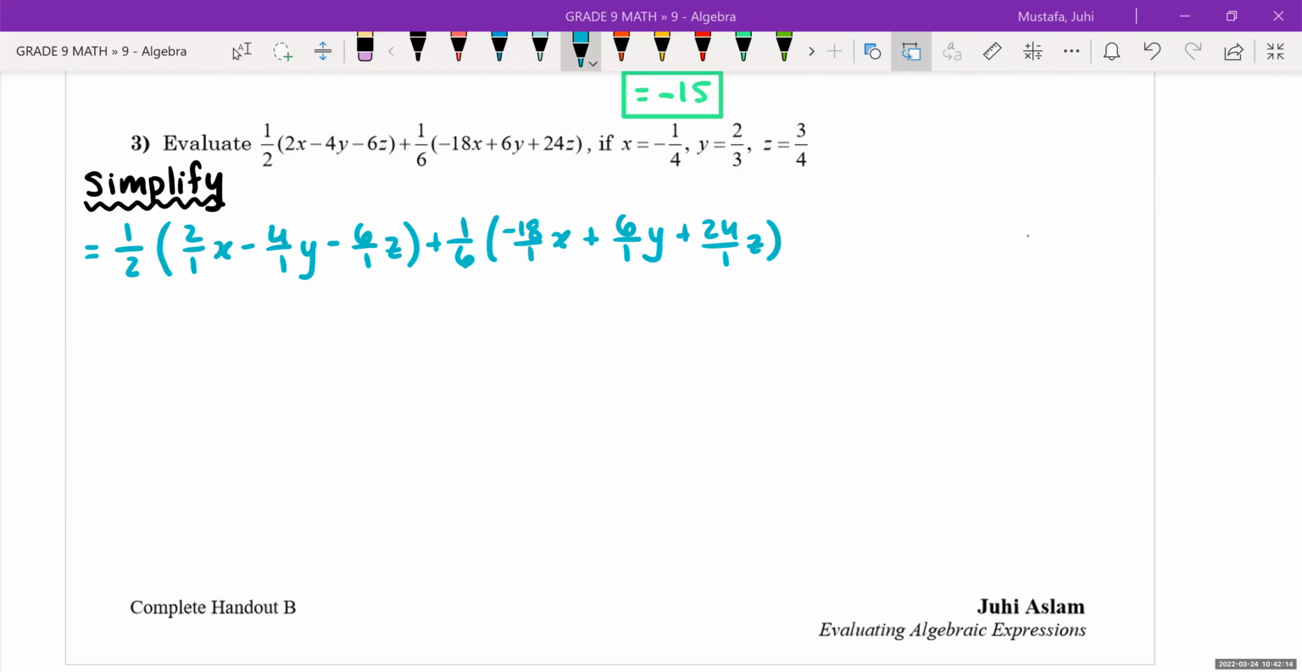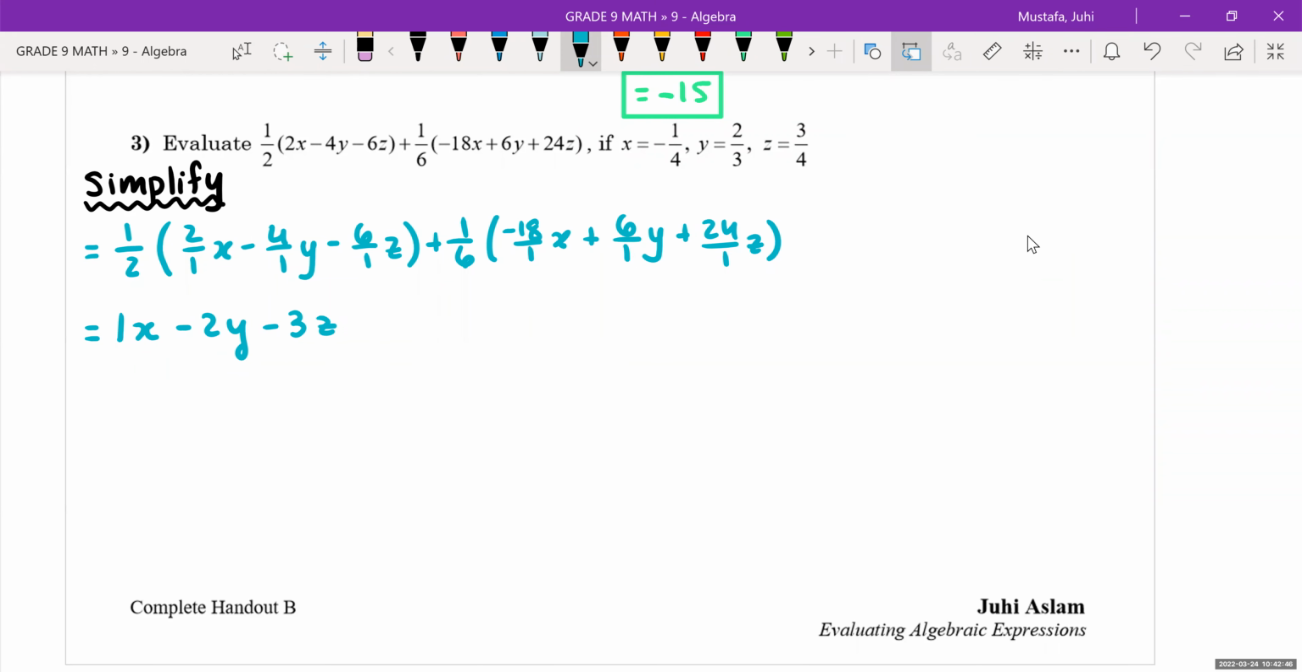Okay, so let's go ahead and now multiply out. What is a half times 2/1? Which is just 1x. You don't even need to write the 1. What is a half times -4/1? -2/1, which would be -2y. A half times -6/1, like that's like saying a half of 6, is just going to be -3z. So you're probably realizing that you didn't really have to make anything into a fraction.